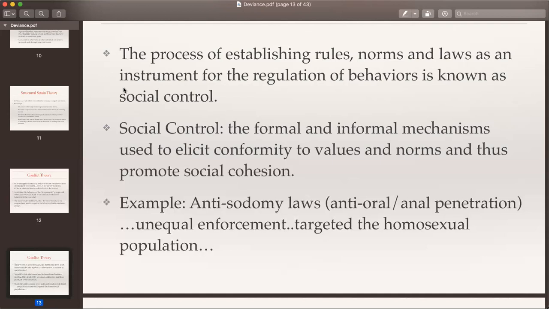But think about it. There was this assumption, going back to morality, that homosexuality was wrong. So laws were created to enforce this perspective and ultimately to discriminate against an entire population of individuals. And we'll talk about some of those laws later on when we start to discuss the LGBTQ community.